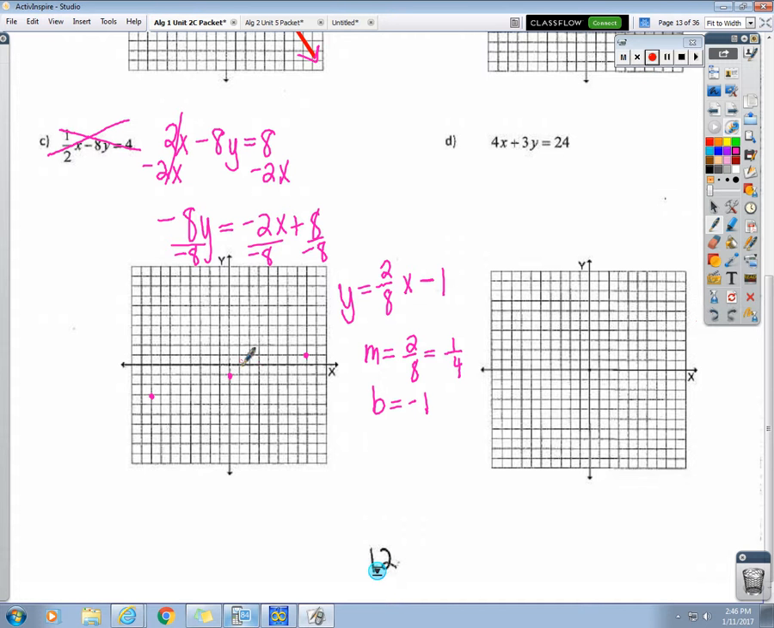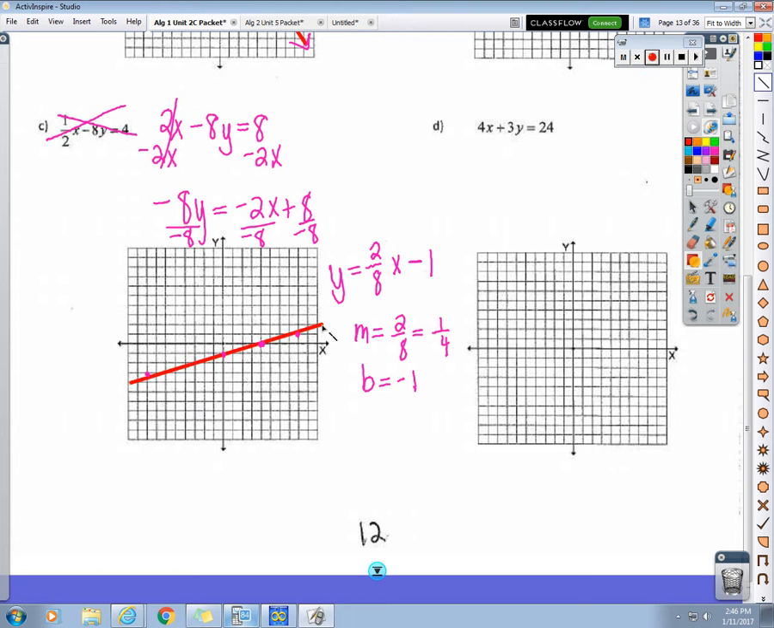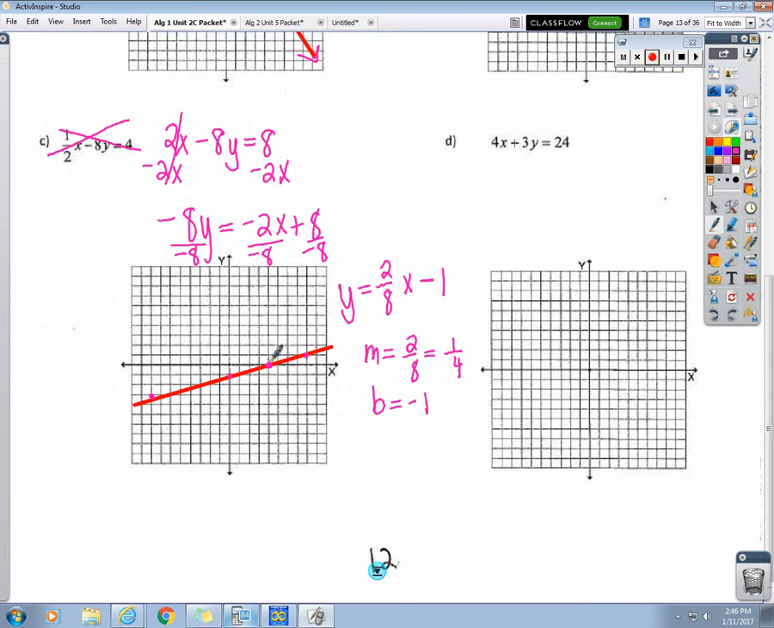Hold on. 1, 2, 3, 4. Now look, it makes it a little easier to see where it hits the x. You already know where it hits the y. Does that make sense? Okay, so connect your points. Right, the other way might make it a little harder to find where it hits the x-axis. Simplifying is always best. So what are the coordinates of the x-intercept? 4, 0. And what are the coordinates of the y-intercept? 0, negative 1.